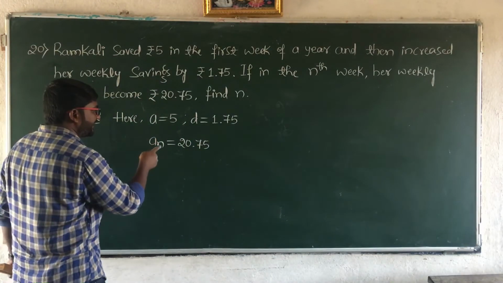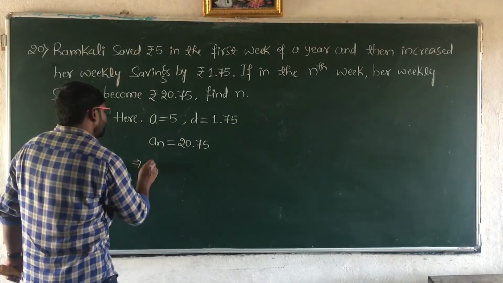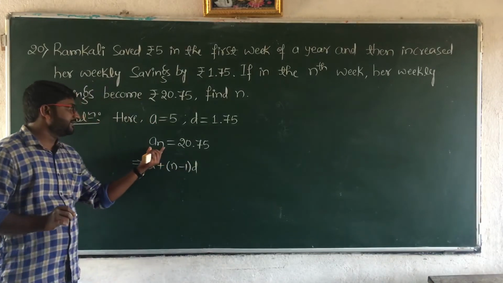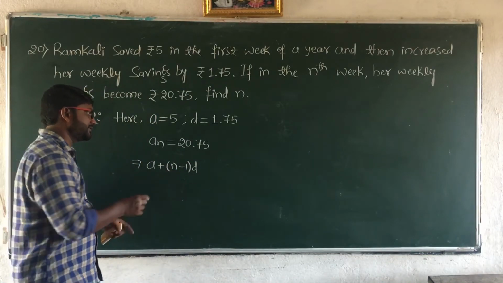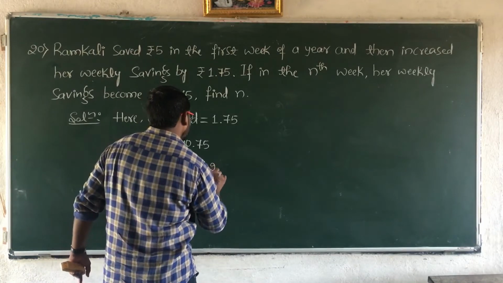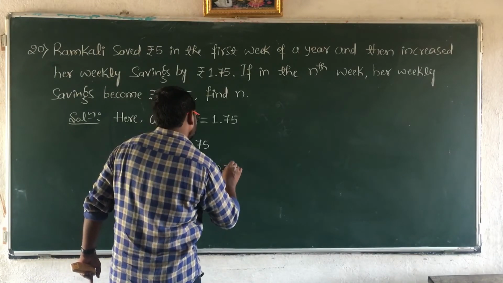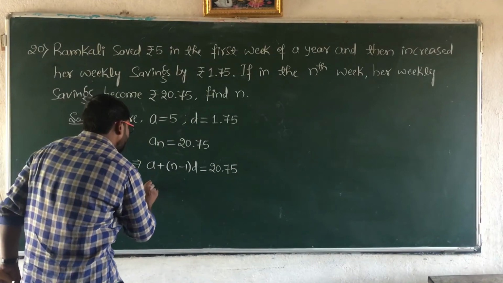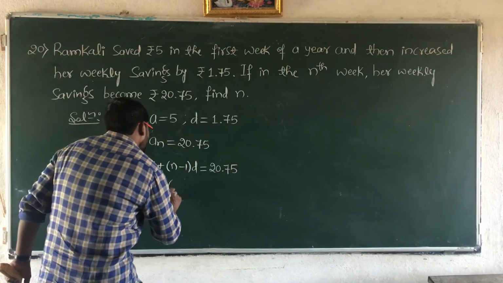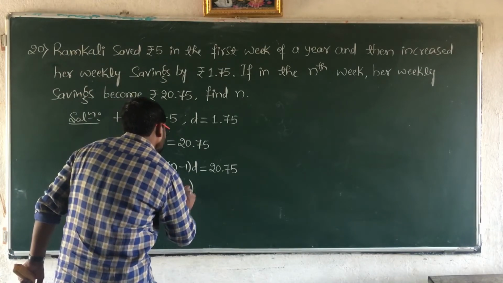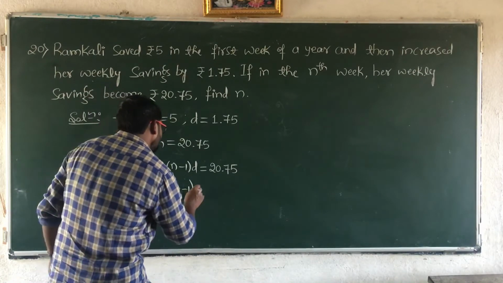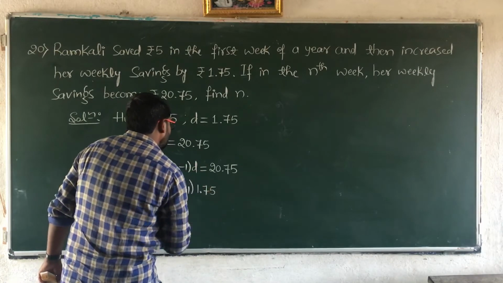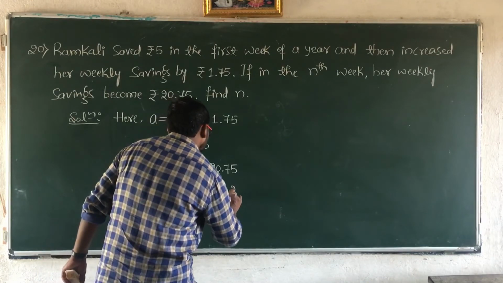So now what is AN? This implies A plus N minus 1 into D. So I am writing the nth term of an AP, which is equal to 20.75. So substitute the values of A and D. What is A? It is 5. 5 plus N minus 1 into D. What is D? It is 1.75, which is equal to 20.75.